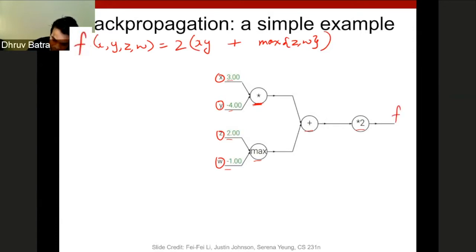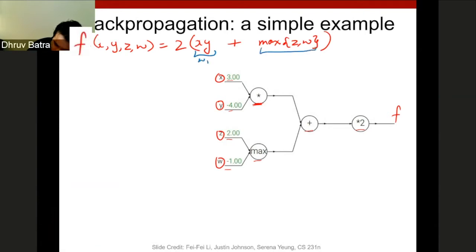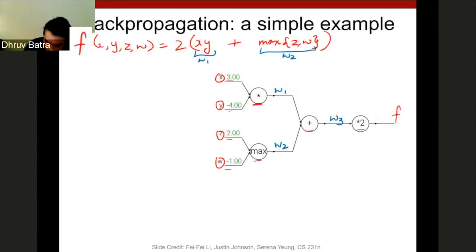This is f. And what we can do is introduce intermediate variables, just like we did. So we will refer to this as w1, this as w2, and let's say this is w3, and the last thing is f. So this is our graph, and we'll do the same thing that we did: we will try to implement both the forward pass and the backward pass in this computational flow graph.